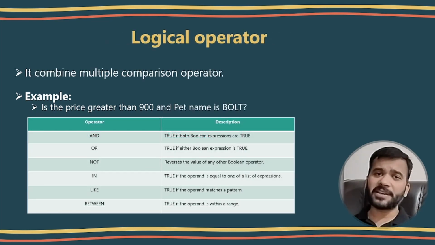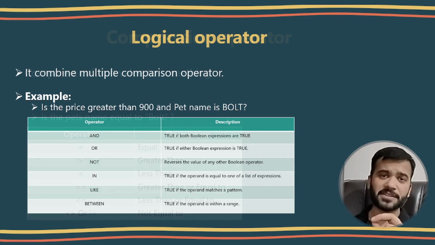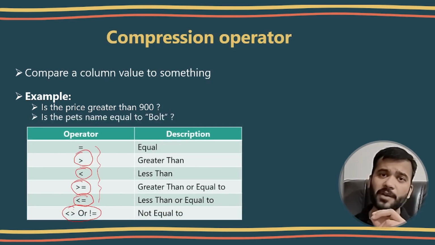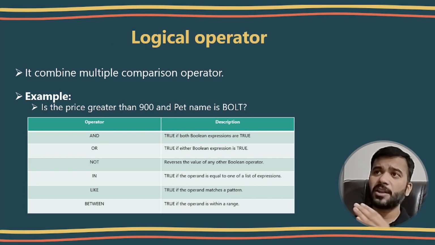Now the second operator, along with, basically they are the two operators we are using in a where condition. First is a comparison operator. You have already seen comparison operators. What are the comparison operators? And the second operator is logical operator. What does a logical operator do? It basically combines multiple comparison operators.